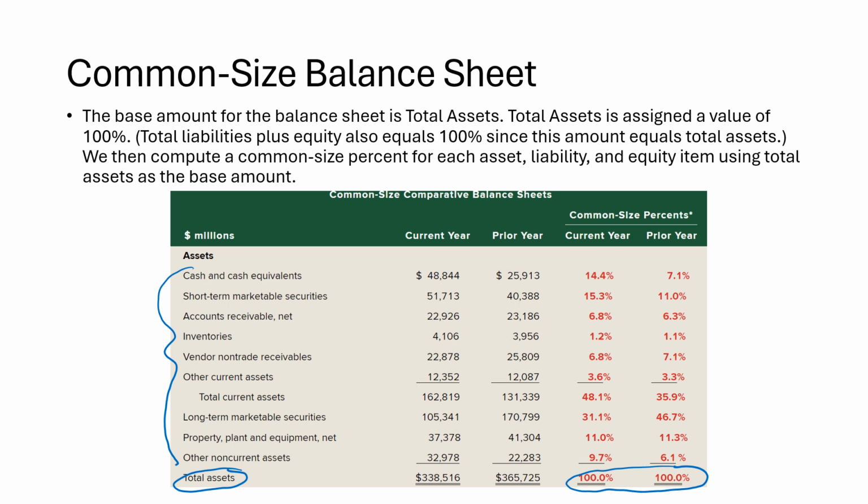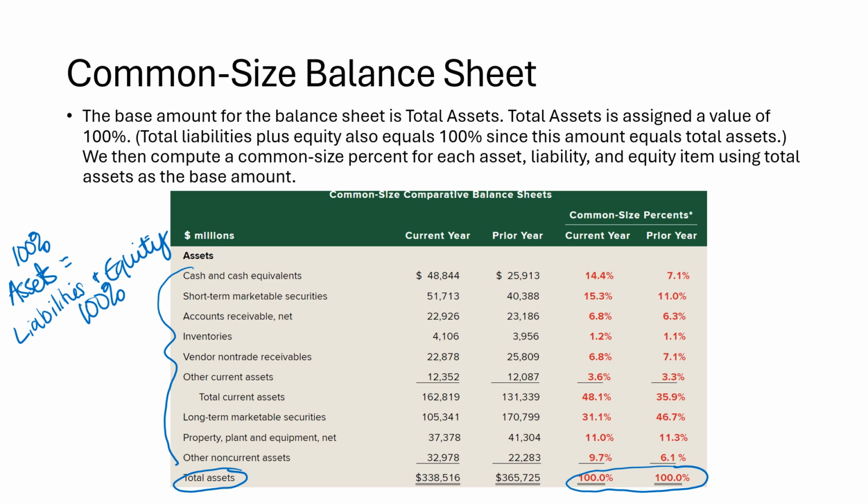And just so that you remember, assets equal liabilities plus equity. So when you're looking at the liabilities and equity portion of the balance sheet, liabilities and equity will also be shown as 100% because assets equal liabilities plus equity. So once we have assigned 100% to total assets, then we compute a common size percent for each asset, liability, and equity item used, using total assets as the base amount.